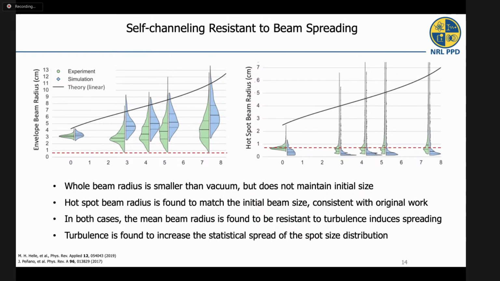So you can see on the right, here's our hotspot analysis, and we see that the beam is able to maintain that most intense radius extremely well, even to very deep turbulence.